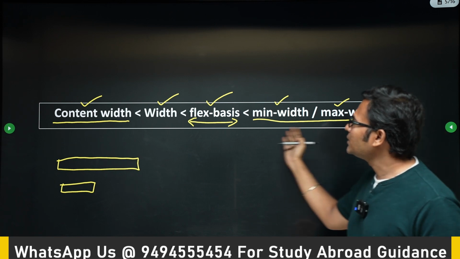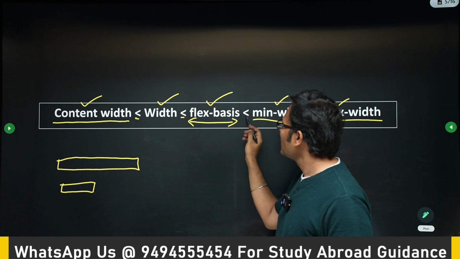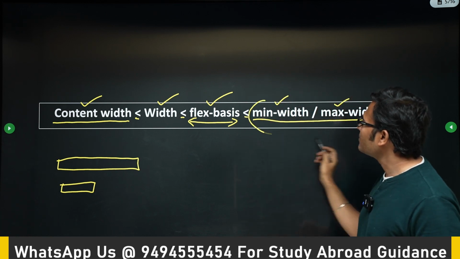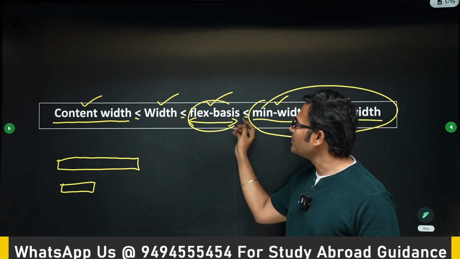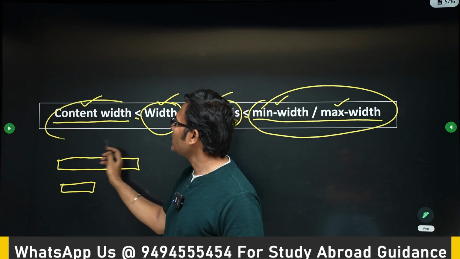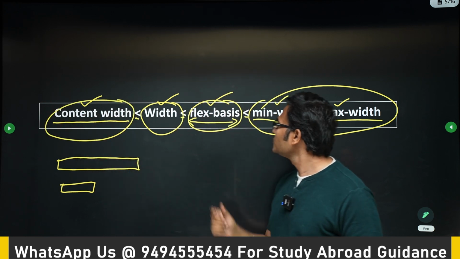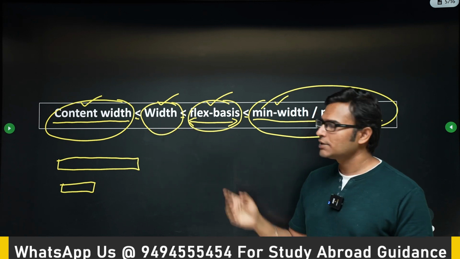Now you can use all this. The highest priority is given to min and max width, the next highest priority is given to flex basis, the next one is given to width, and the next one is given to content width. Okay, so if you specify min and max, all of these are overridden. Okay, there are some cases which we will see.